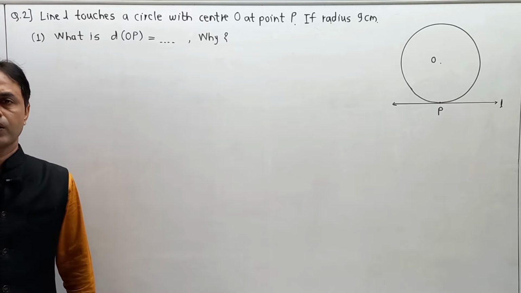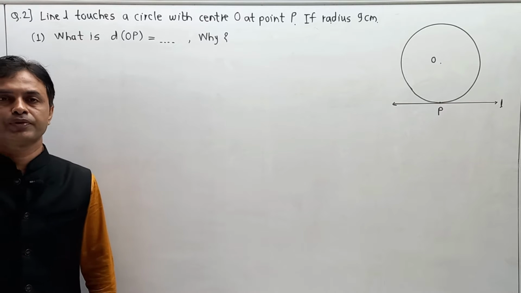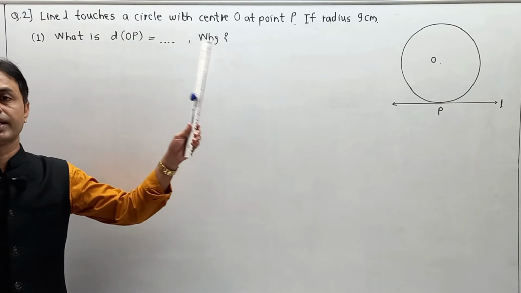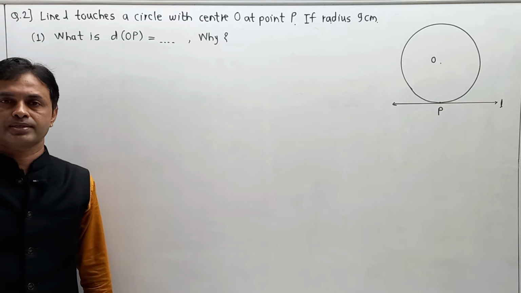Hello friends, in the last lecture we completed question number 1, which was an objective type question. Now we are moving to question number 2 of the circle chapter. They have given some theory and description, and step by step I am going to write the question and complete the answer.